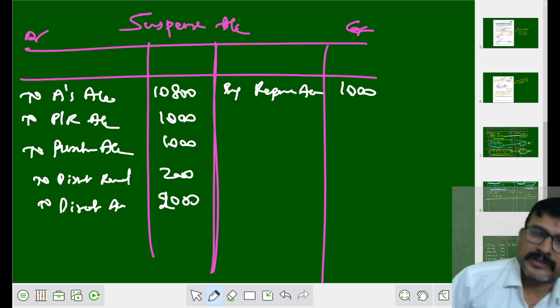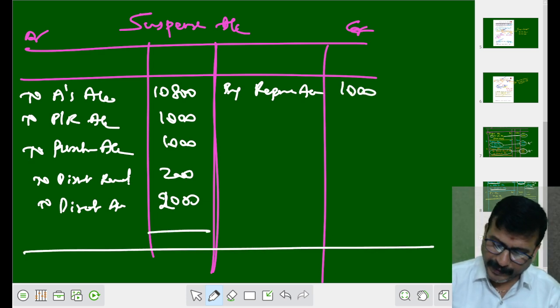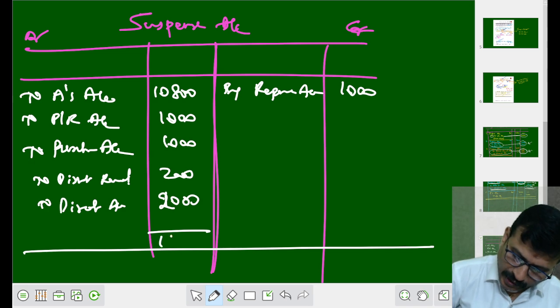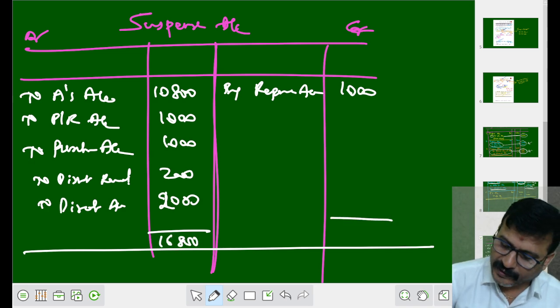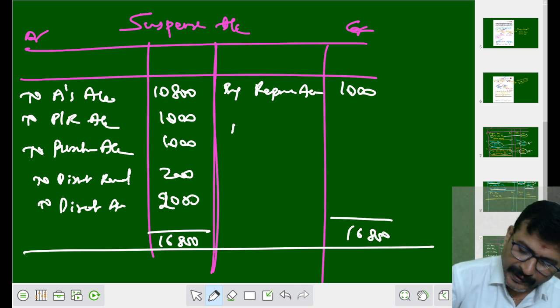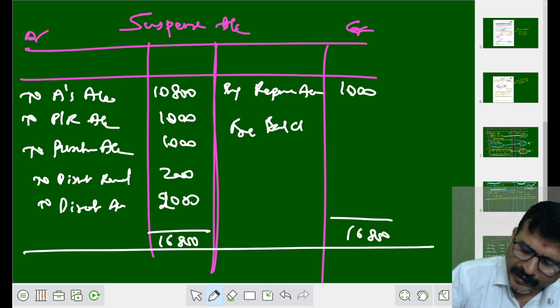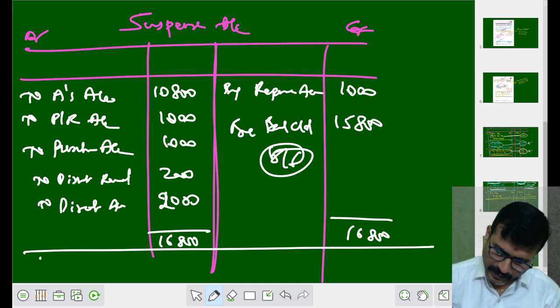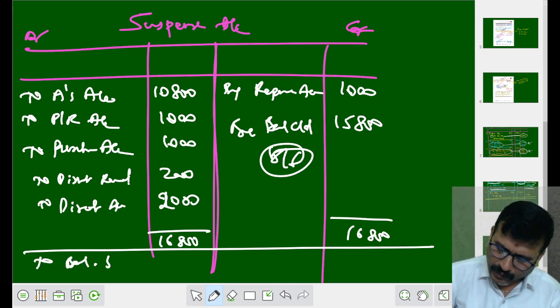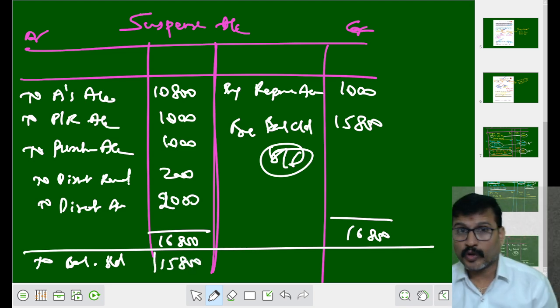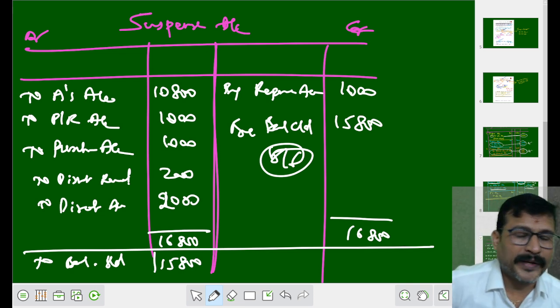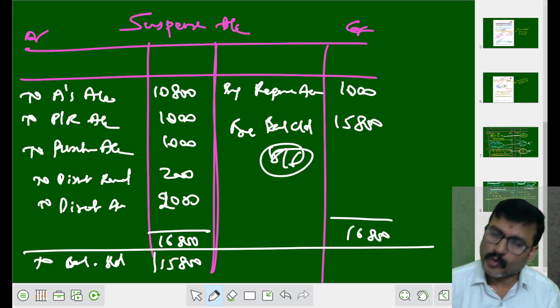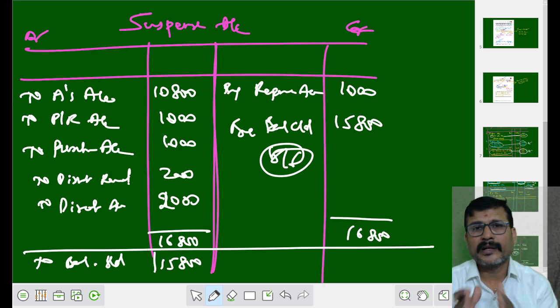Repairs account 1000. Now you find out the balance. Work out the total. The total comes to 16,800. The difference is called balance carried down, 15,800, as a balancing figure. Then you take to balance brought down 15,800. I hope you got it right. So this is how we have to solve the problem. I covered 2 problems in this particular audio. Namaskar.